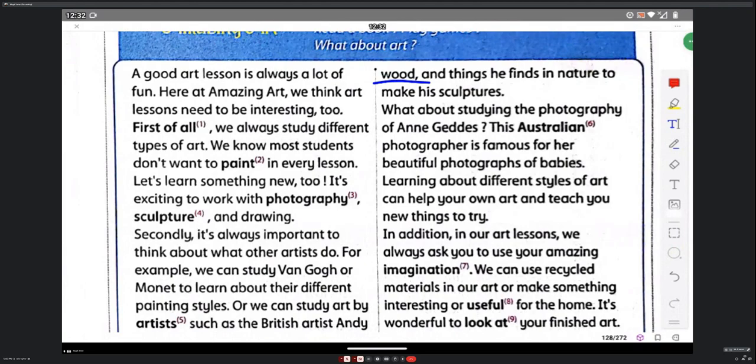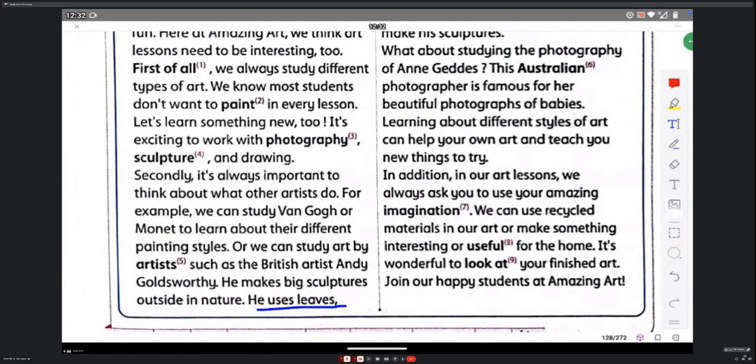Learning about different styles of art can help your own art and teach you new things to try. In addition, in our art lessons, we always ask you to use your amazing imagination. You can use recycled materials in our art or make something interesting and useful for the home. It's wonderful to look at your friends. Join our happy students at Amazing Art.